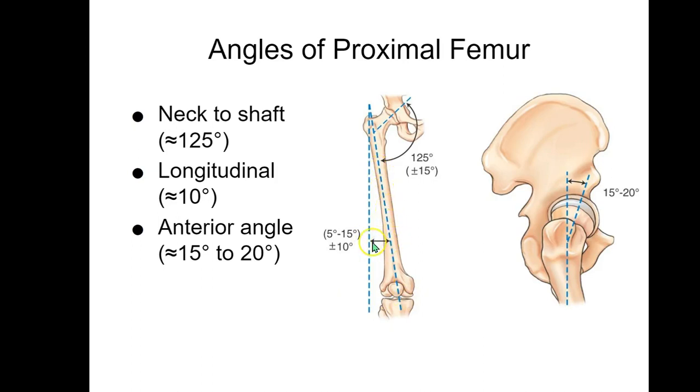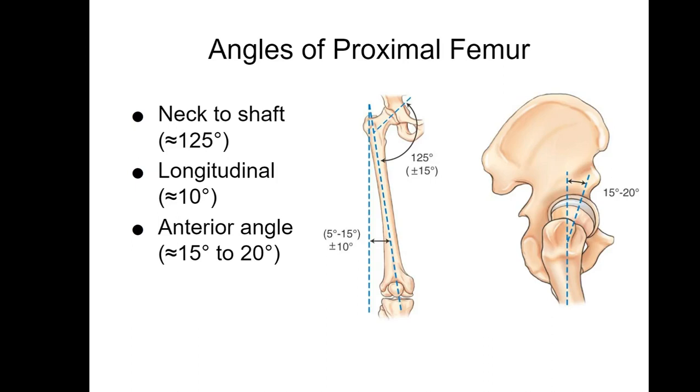Notice it's about 10 degrees from vertical, but that's going to vary depending on the width of the patient's pelvis. So on a shorter person with a wide pelvis, the femur is closer to 15 degrees from vertical. On a tall person with a narrow pelvis, the femur is only about 5 degrees from vertical. And these angles are important to understand because they can affect our positioning and specifically our central ray angle that we use on our lateral knees.